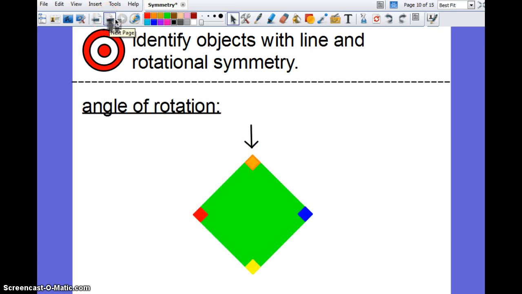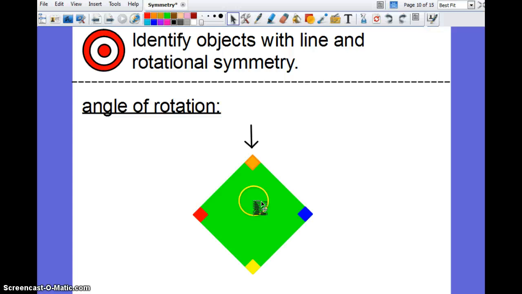There are 2 things that we use to describe rotational symmetry. You know how with line symmetry we talked about the line of symmetry, the line of reflection that we could draw on the object. When it comes to rotational symmetry, we're going to talk about 2 things: angle and order. The angle of rotation is how far I have to rotate it before it ends up on top of itself again. Please watch carefully to what I'm doing here.